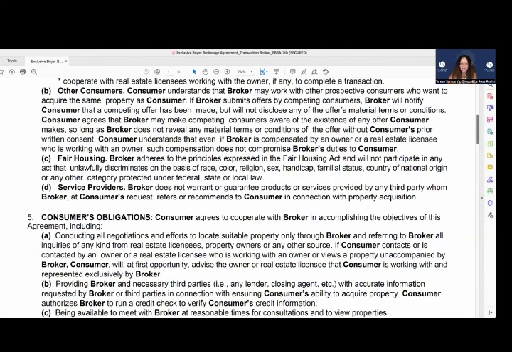Okay, brokers do not warrant or guarantee products or services provided by any third party whom the broker at consumer's request refers or recommends to consumer in connection with this property. This just protects you in case you are the type of agent that will, hey, do you have an inspector I can use? And you give your client 2 or 3 different inspectors for them to choose from, or if they need an insurance agent, you give them 2 or 3 different agents, or if they need an attorney, so, and my recommendation is always give them options.